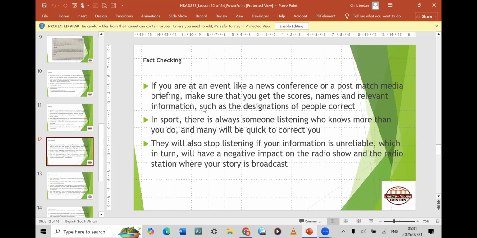So to give our audiences the correct and true information, truthful facts about a story, but also, your entire career and your reputation rides on it too, right? So if you are at an event like a news conference or a post-match media briefing, make sure that you get the scores, names, and relevant information, such as designations of people, correct, right? So in sport, there is always someone listening who knows more than you, right?